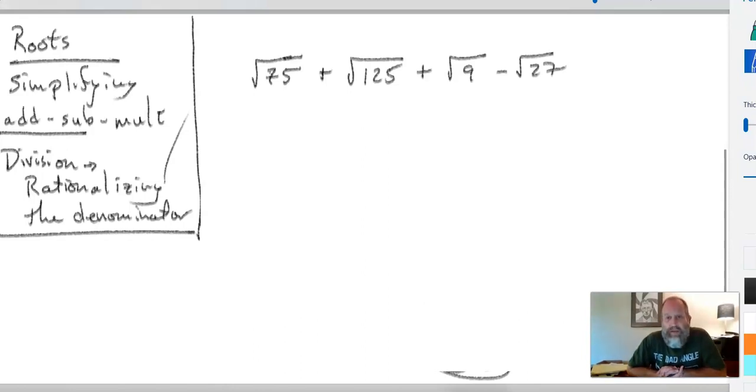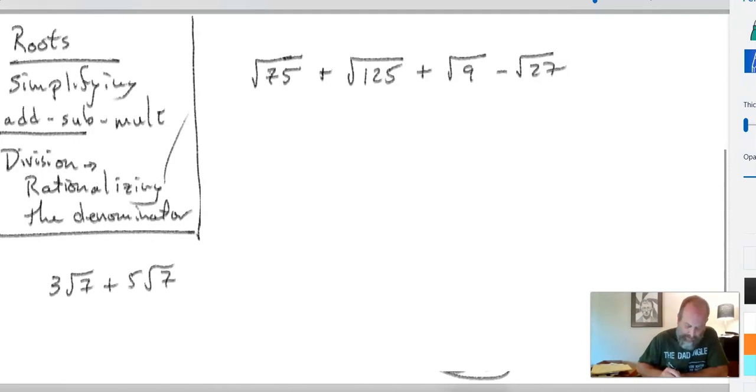So the idea is that we're looking for like radicals. Nobody looks alike here. What we're really looking for are things that look like this, right? I have like 3 root 7 plus 5 root 7. That means I have 3 of them here, 5 of them here. I have 8 root 7s. And you notice the root is just behaving like a variable. It's just telling you how many of those roots you have.